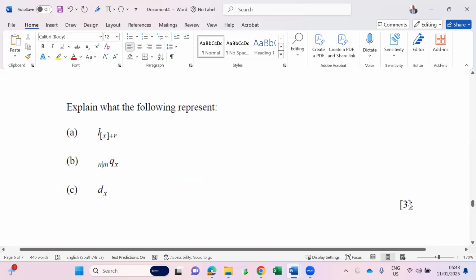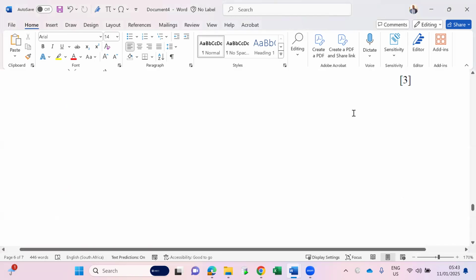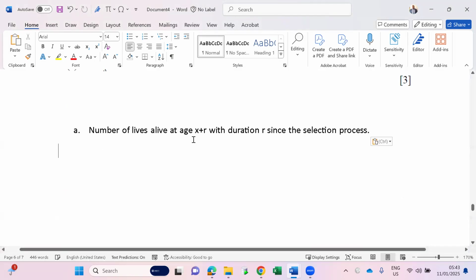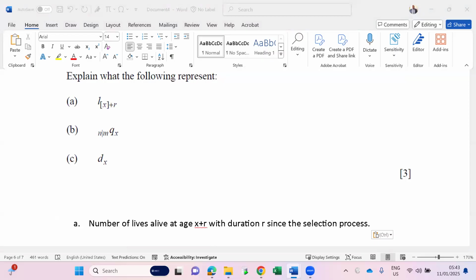Okay, so this is the last one that we'll do. Explain what the following represents. So this is the number of lives alive, A, number of lives alive at age X plus R, right? With a duration of R since the selection process. Okay. And then B is the probability we've been discussing for the entire question. So this is a probability that life age X dies between age X plus N and age X plus N plus M, right?